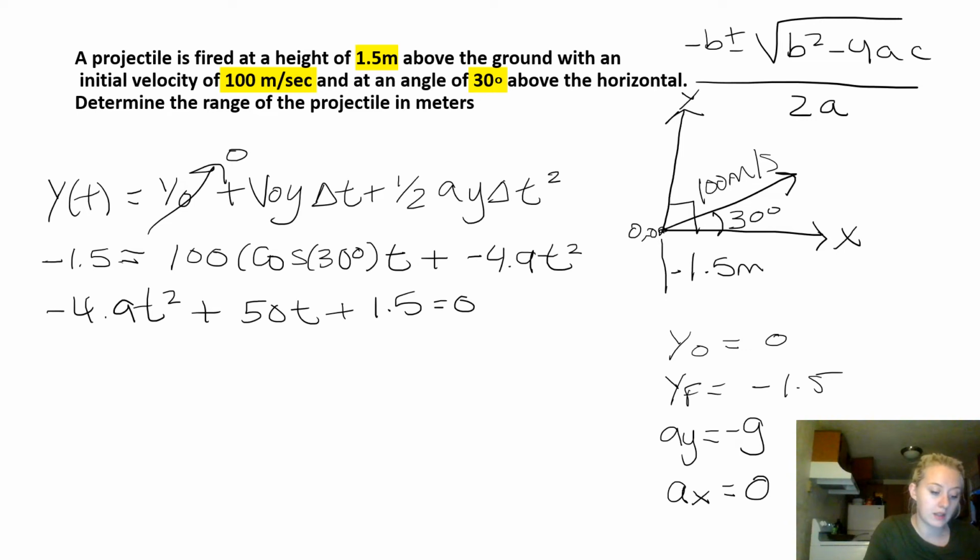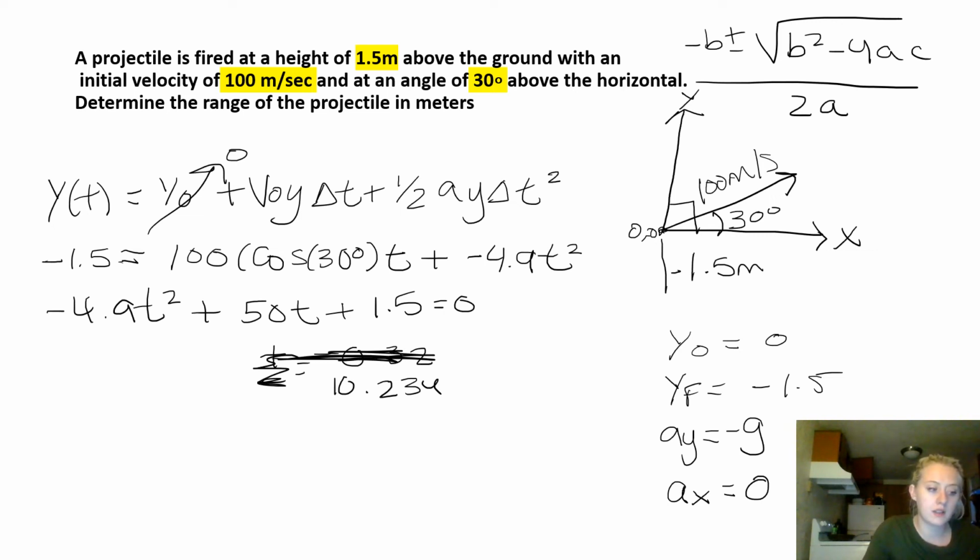So I just plugged that into my calculator, and I got that it's negative 0.32 or positive 10.234. But we're not going to bother with negative times, so we're just going to take the 10.234. So now we have our time. What we need to do to get our range is we're looking for the x. We're not looking for the y up here, we're looking for the x.